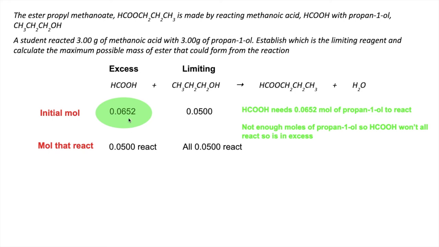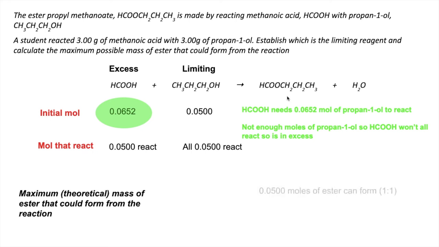So now we've done that, we can go into the calculation. What's the maximum theoretical mass that we could get from this reaction? The moles of ester, so this chemical here that could form, would be 0.05 from the 1-to-1 ratio, and we just need to turn that into grams now by multiplying by the MR, and so it's 4.4 grams.